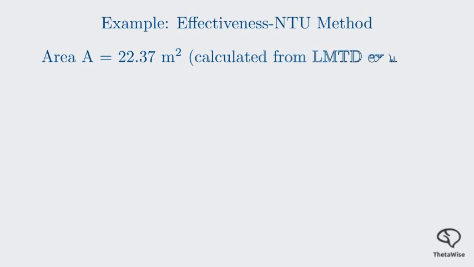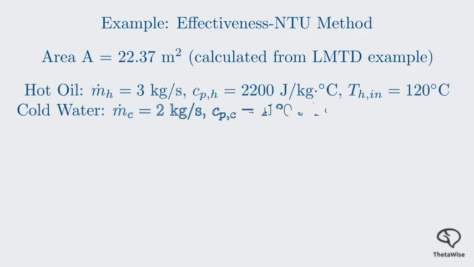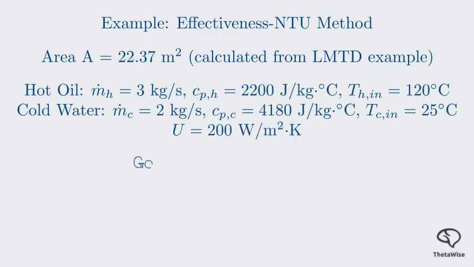Let's demonstrate how to use the effectiveness NTU method with a practical example. Consider the same heat exchanger from our previous LMTD example, but this time, let's say we're given the area A and the inlet conditions, and we need to predict the performance. Let's find the outlet temperatures. We have the hot oil inlet at 120 and cold water inlet at 20. The overall heat transfer coefficient is 200, and the area is 22.37 square meters. Our goal is to find the two unknown outlet temperatures, T sub H out and T sub C out.